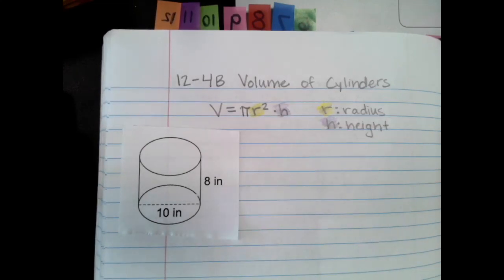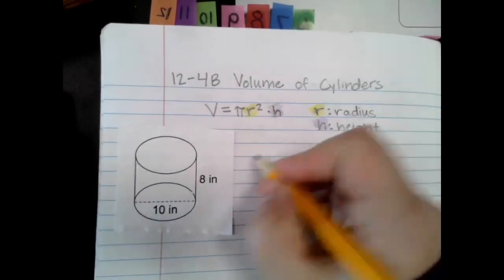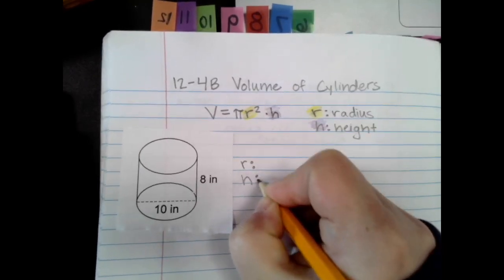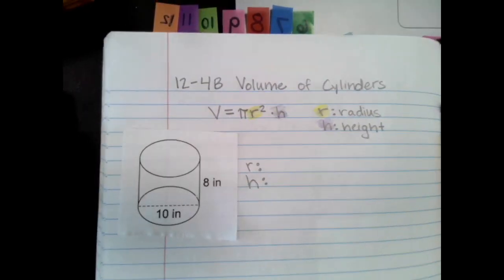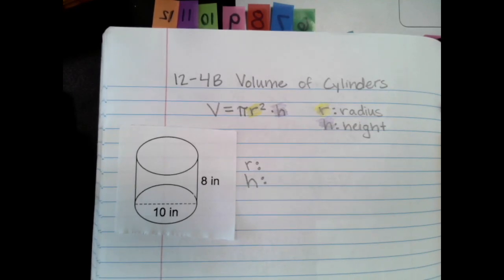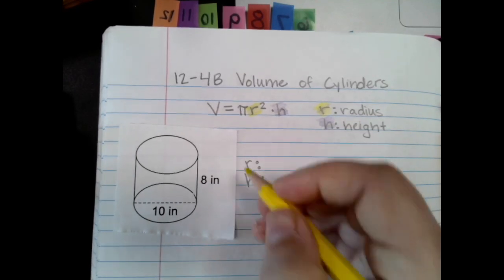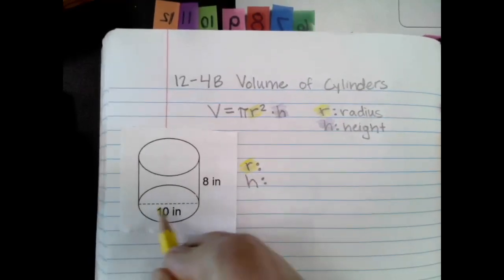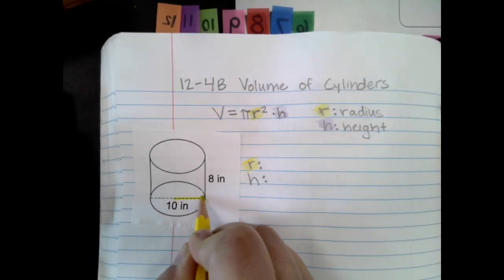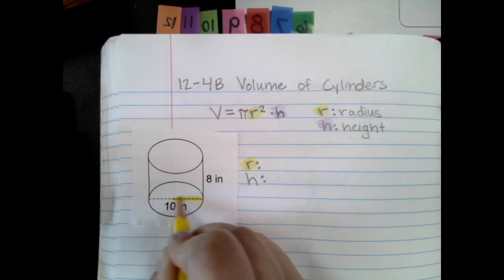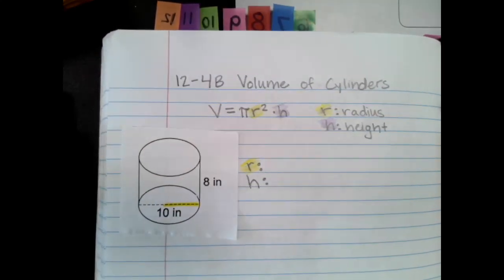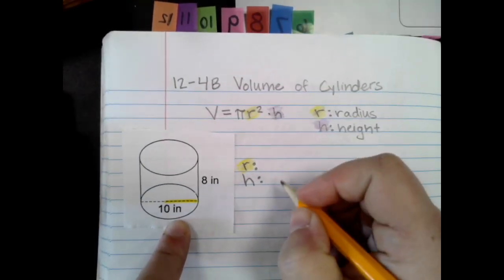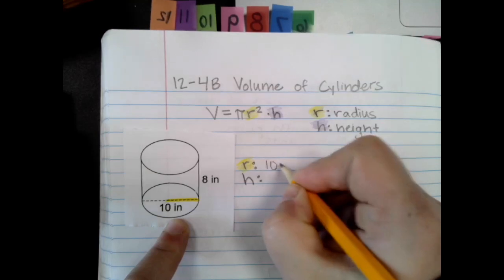So on this first one, what is our radius? We need to know our radius and our height. Why is the radius 5? Where did you get that from? Good. 10 is the diameter. It's the whole way across, so our radius is 5. Again, if you're feeling like you got that right away, you can just write 5. If you didn't know where we got 5 from, maybe write that out. 10 divided by 2 is 5.